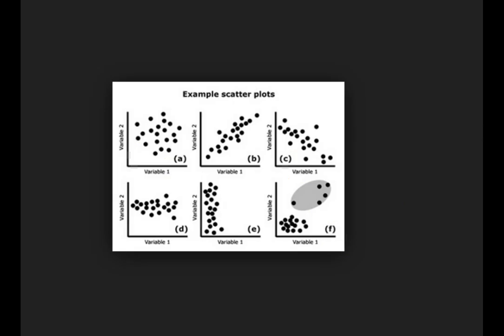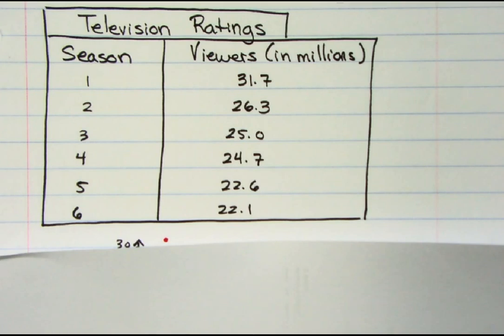And finally, just some other examples of scatter plots that you're going to see. You're going to see maybe dots all over the place. Maybe you see them creating some kind of pattern of some sort. And we'll be describing all those today. Let's get started with an example.